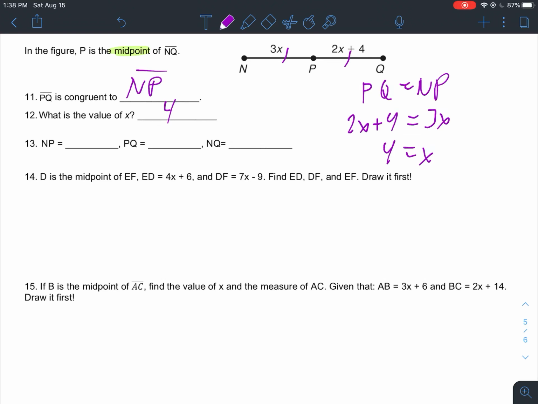To find all three segments, simply take that 4 and plug that back in. So for NP, 3 times 4 is 12. Therefore, I immediately know that PQ is also 12 because they must be congruent. And NQ is simply 12 plus 12, which is 24, just like we did in the last couple problems.